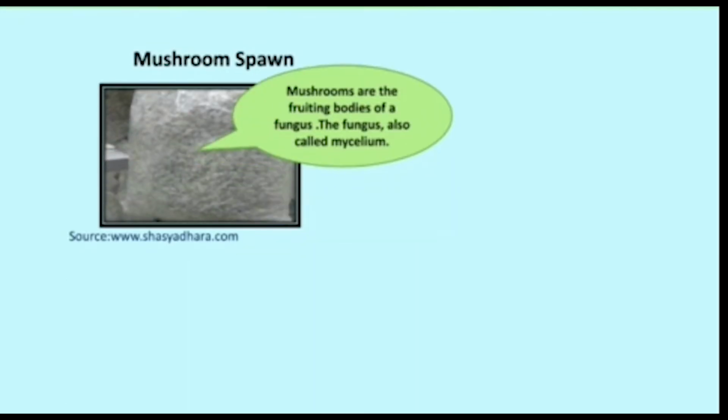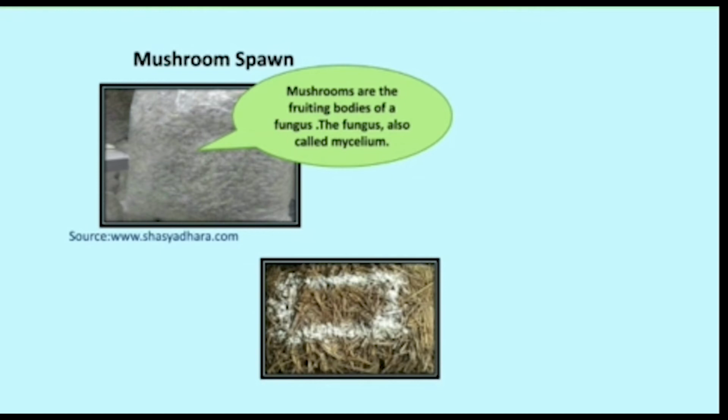Mushrooms are the fruiting bodies of a fungus, the fungal body also called mycelium. Mushrooms are produced with the help of spawning. It is good to produce new buds of mushrooms.